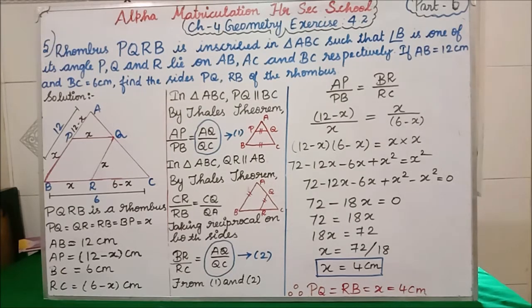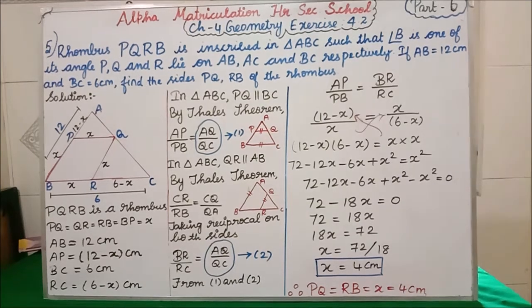RC equal to 6 minus X. So I have written here 6 minus X. Next step, what we have to do? We have to do the cross multiplication. So I have done here cross multiplication.